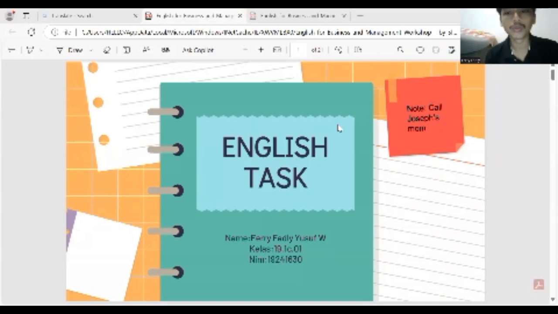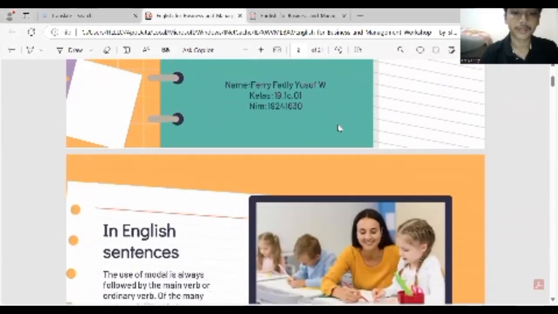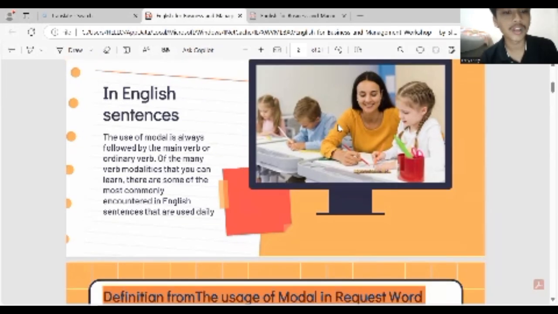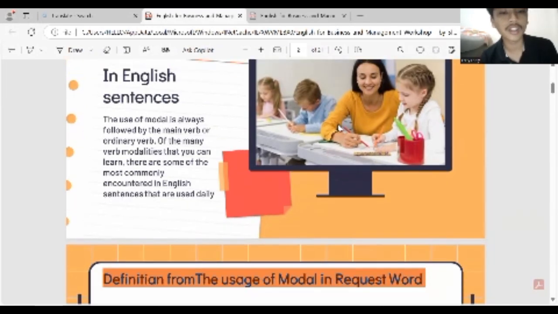Okay, I want to ask one English text about modal verbs. First, assessment in English sentences: the use of a modal is always followed by the main verb or ordinary verb. Of the many verb modalities that you can learn, there are some of the most commonly encountered in English sentences that are used daily.